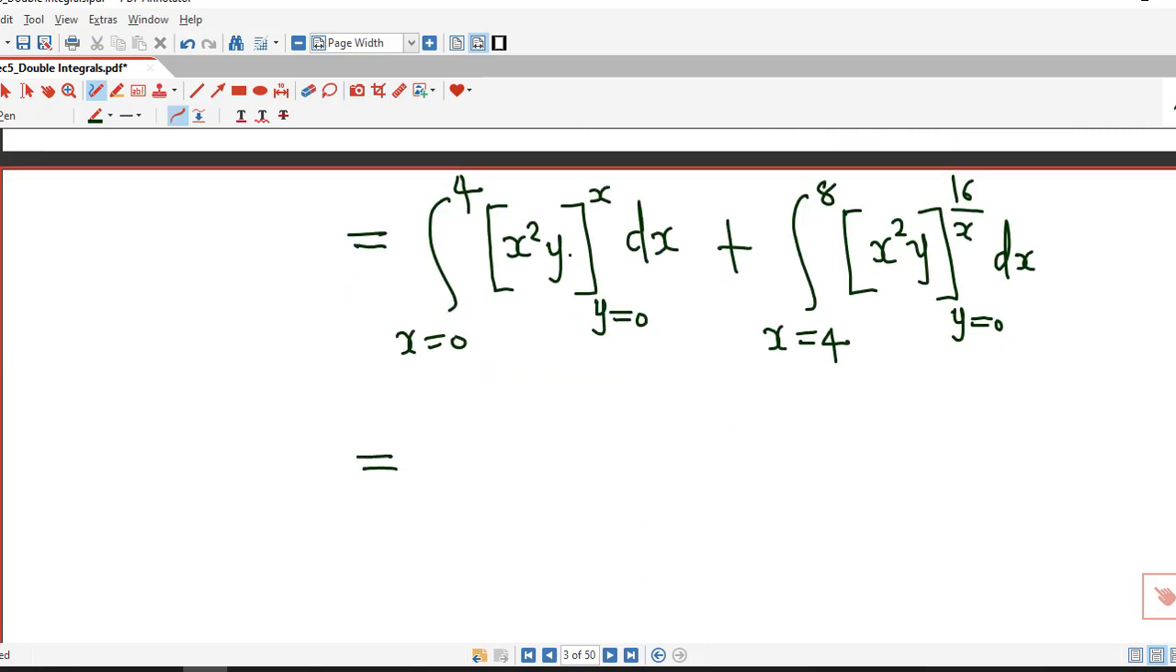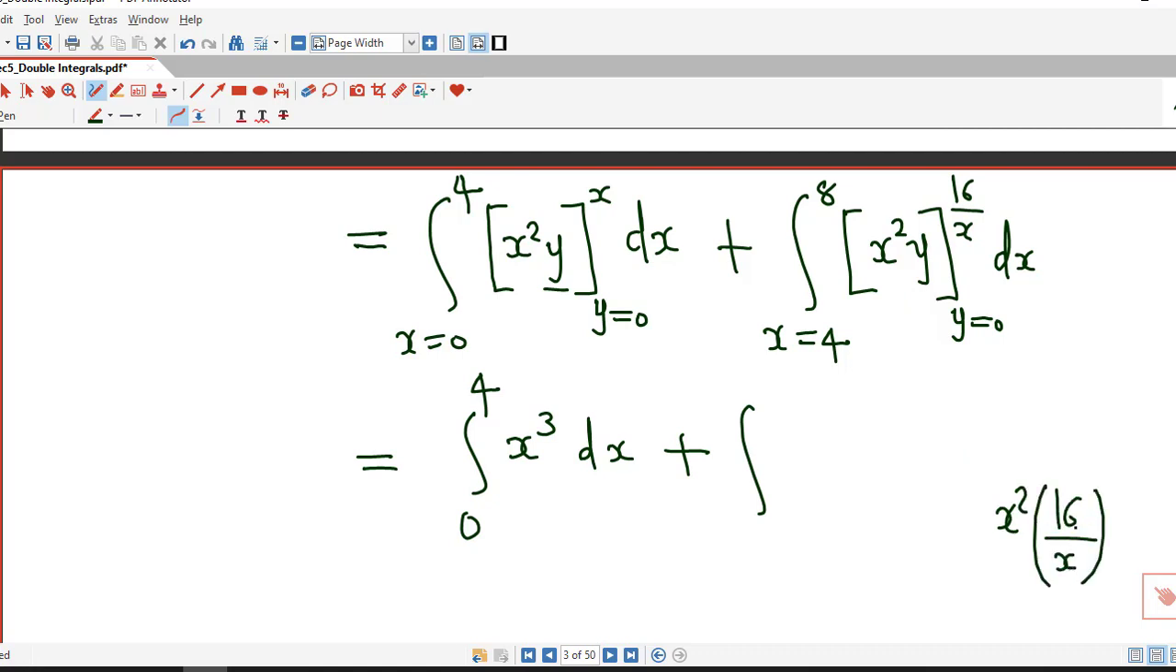First we put the upper limit y equal to x, that is we will have x square into x, that is x cube, minus y equal to 0, that is 0. So now this is the integral of x cube from x equal to 0 to 4, plus the upper limit is 16 by x, so we have x square into 16 by x, and one x will cancel out, that is 16 into x minus 0, that is 16x, x is from 4 to 8.